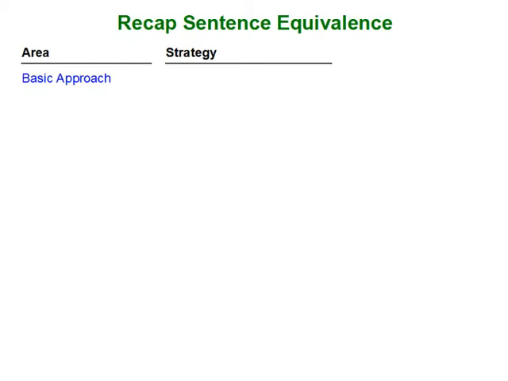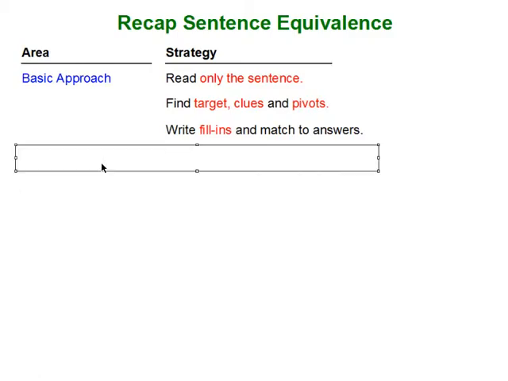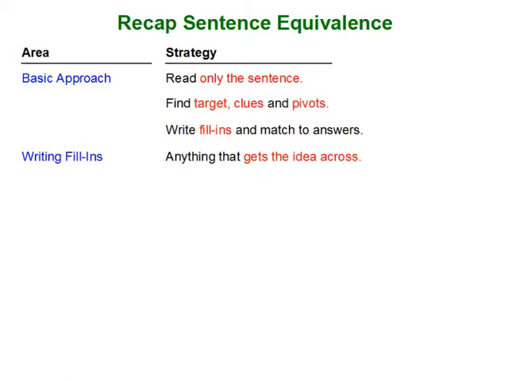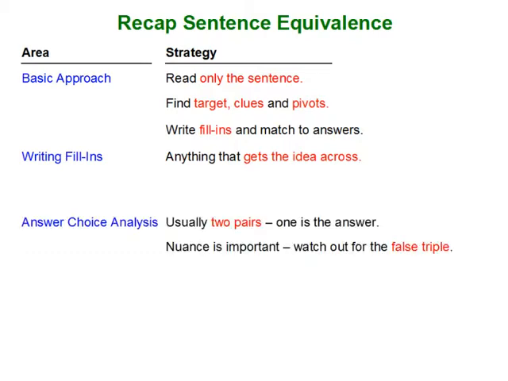So just to recap the strategies, again, this should sound very familiar from your practice with text completions last week. The basic approach is exactly the same: read the sentence, find target clues and pivots, and write your own fill-in. And on writing fill-ins, anything that gets the idea across is totally game. It can be a phrase. It doesn't have to be an all-star vocabulary word. Answer choice analysis is a very useful tool here. There are usually two pairs, and one of those pairs will be the answer.